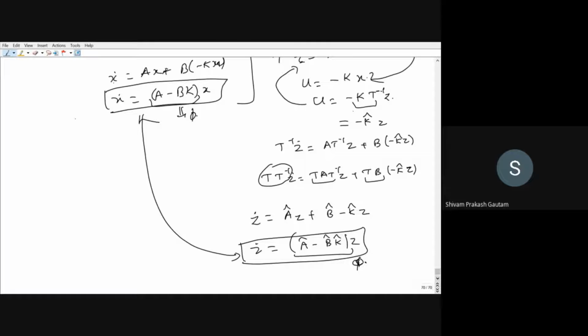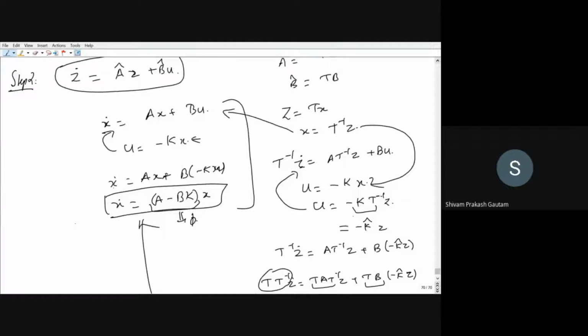We have used the transform. So this is step number 2: find the control canonical form. We will be seeing one example and then it will be much clearer.